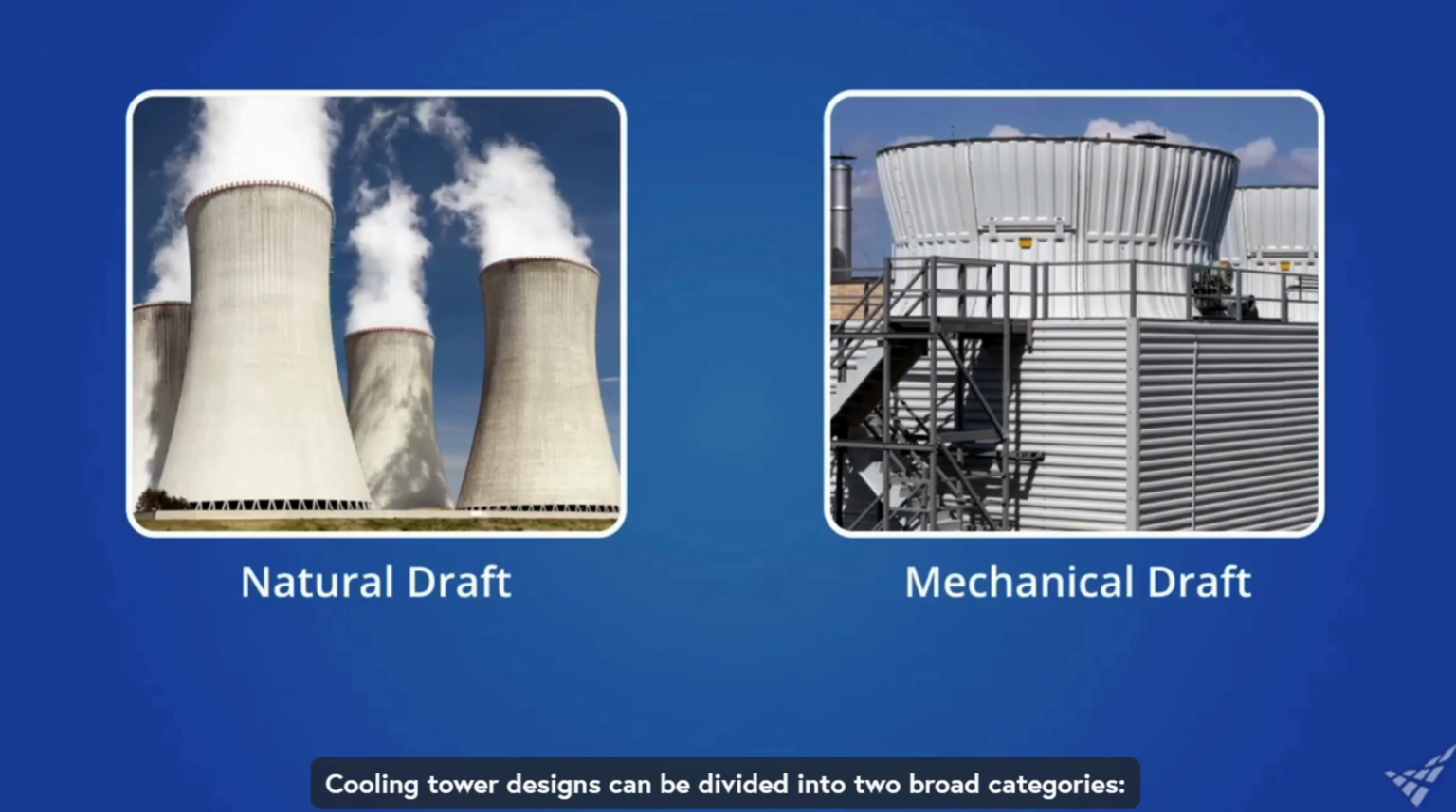Cooling tower designs can be divided into two broad categories: natural draft towers and mechanical draft towers. The term draft refers to the flow of air through the tower.